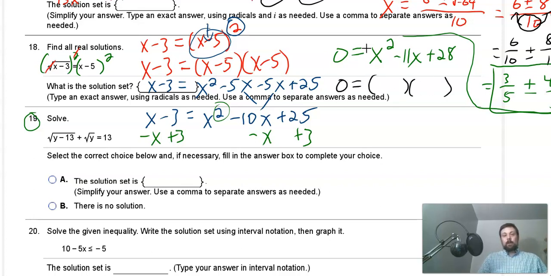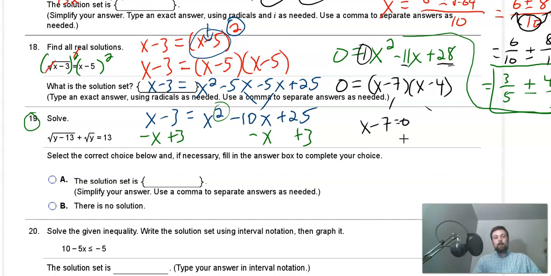Again, we can use the shortcut here because a is equal to 1. So two numbers that multiply to 28 and add to negative 11 would be negative 7 and negative 4. That multiplies to positive 28, adds to negative 11. Solve each of these. You get x minus 7 equals 0.